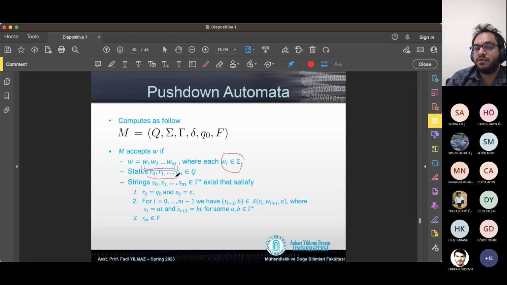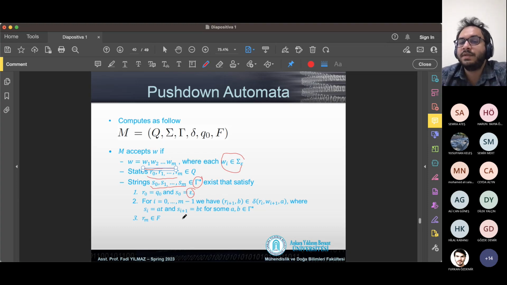You have a bunch of states r0 to rm. They must be part of Q. There must also be some strings s0 to sm, elements of your stack alphabet. These w's, r's, and s's must exist, where r0 equals q0 and s0 must be empty. Right? Your start stack must be empty. And then for all of the changes, you have to have a rule for them. This is what it says basically.